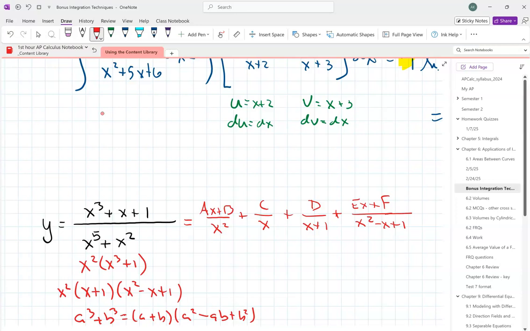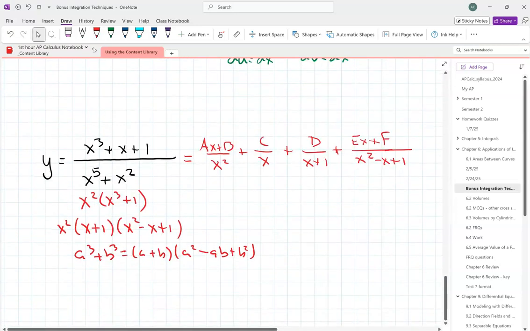So you have to account for that. Again, could there be no x in those numerators? Sure, but then a would end up being 0 or e would end up being 0, and that's fine. So that's my setup. That's the system I'm going to have to solve for.